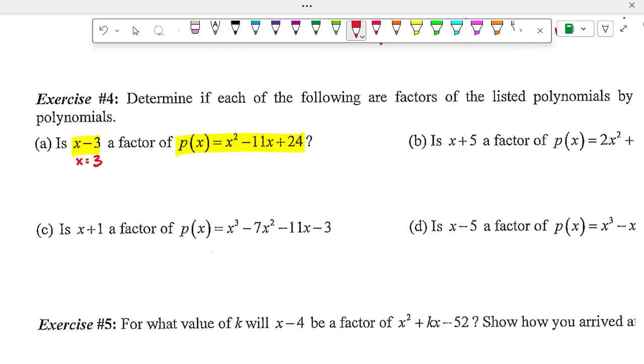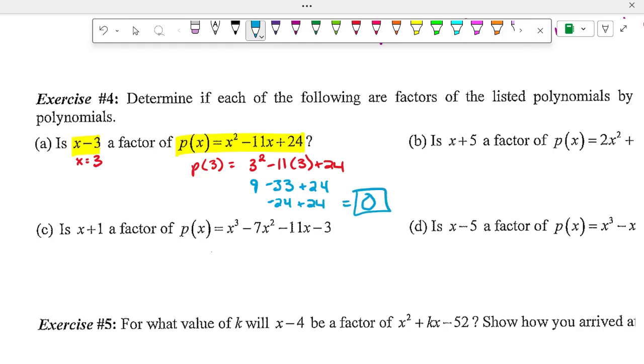So we're going to plug in 3 for the x. We get 3 squared minus 11 times 3 plus 24. And then we're just going to evaluate it. You can either put it in your calculator, or honestly, we can do a quick evaluation on our own. So 3 squared is what? 9. What's negative 11 times 3? Negative 33 plus 24. So 9 minus 33 is negative 24, plus 24 is equal to 0. So remember, this is our remainder.